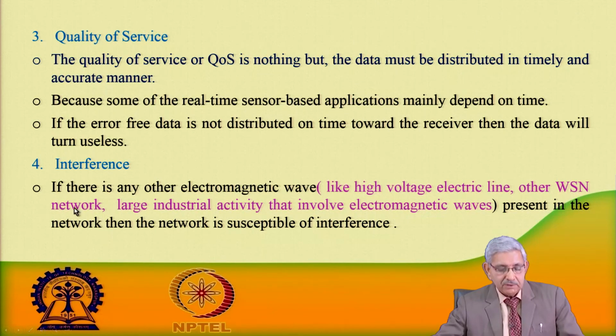Then interference: if there is any other electronic wave, like a high voltage electric line, another wireless sensor network, or industrial activity that involves electromagnetic waves, these are likely to cause interference. So this should be taken care of, or we need to change the system accordingly.